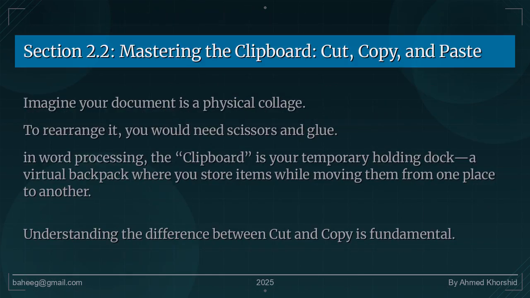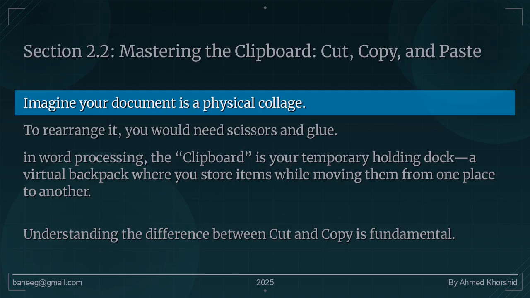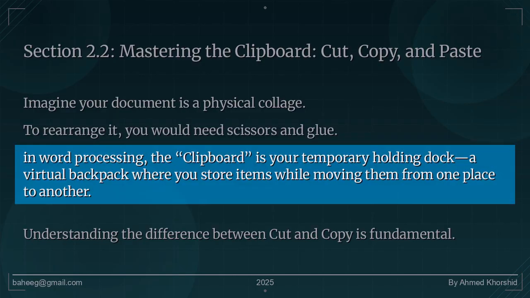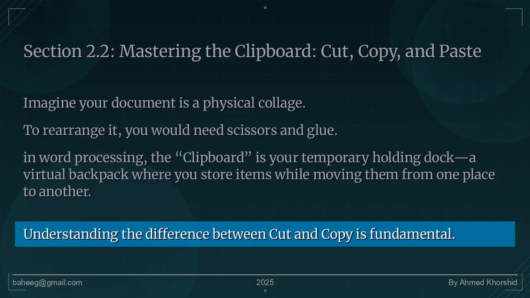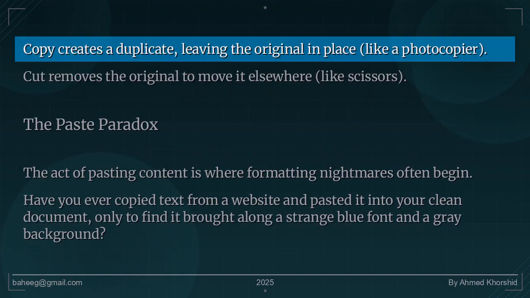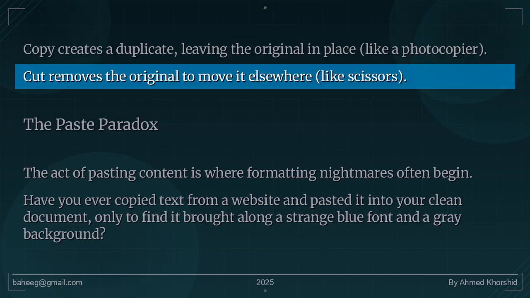Section 2.2 – Mastering the clipboard, cut, copy, and paste. Imagine your document is a physical collage. To rearrange it, you would need scissors and glue. In word processing, the clipboard is your temporary holding dock, a virtual backpack where you store items while moving them from one place to another. Understanding the difference between cut and copy is fundamental. Copy creates a duplicate, leaving the original in place, like a photocopier. Cut removes the original to move it elsewhere, like scissors.